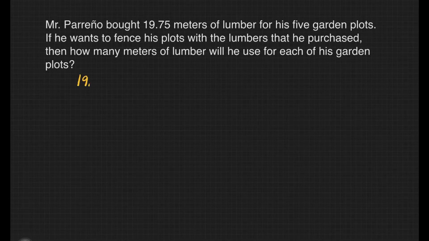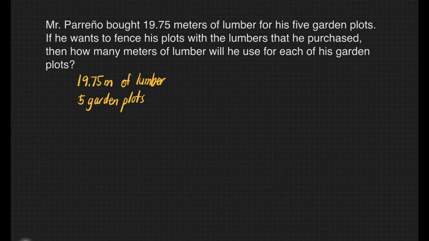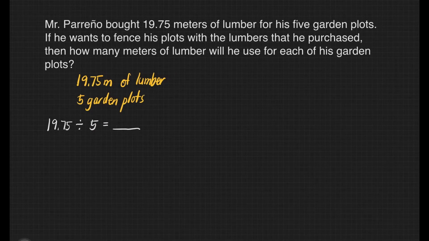Our givens are the following: 19 and 75/100 meters of lumber and 5 garden plots. Our division sentence is 19 and 75/100 divided by 5 is equal to blank. To divide a decimal by a whole number, line up the decimal points and use the division process as you do in whole numbers.